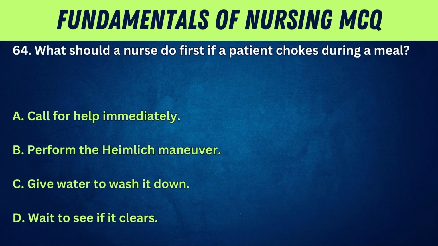64. What should a nurse do first if a patient chokes during a meal? A. Call for help immediately. B. Perform the Heimlich maneuver. C. Give water to wash it down. D. Wait to see if it clears.